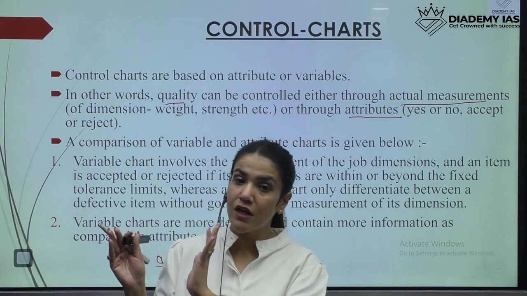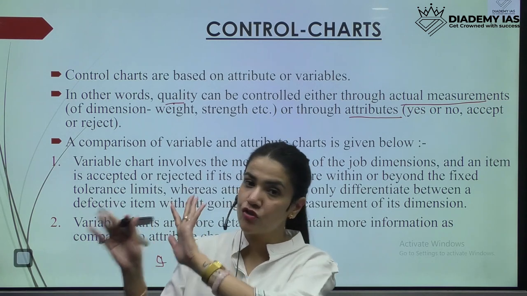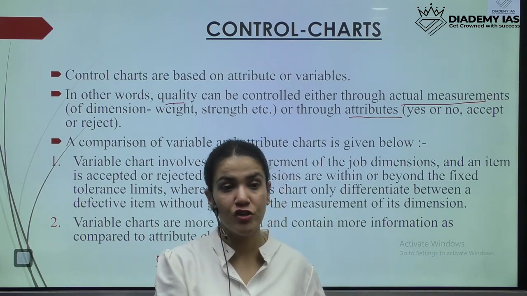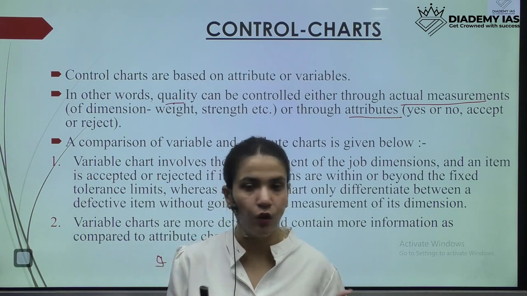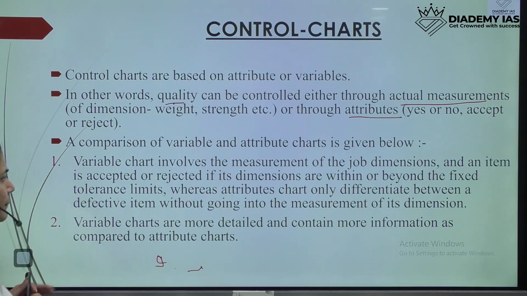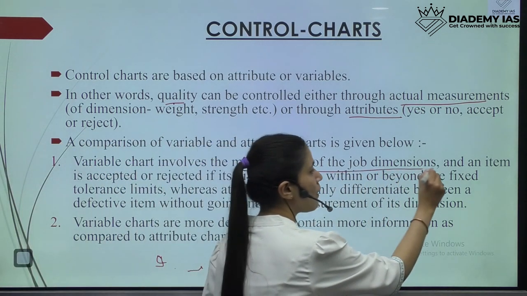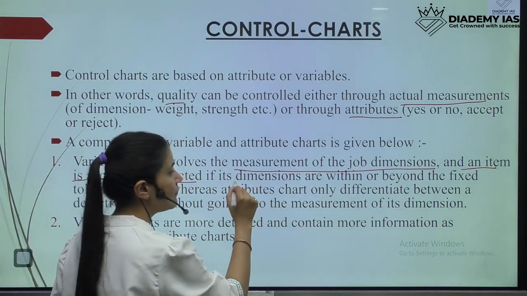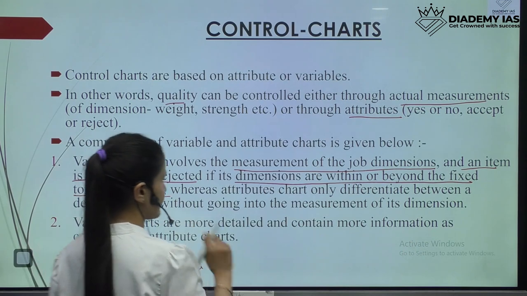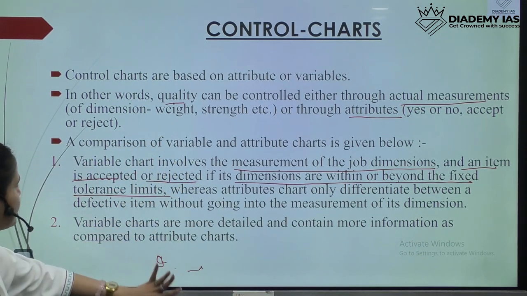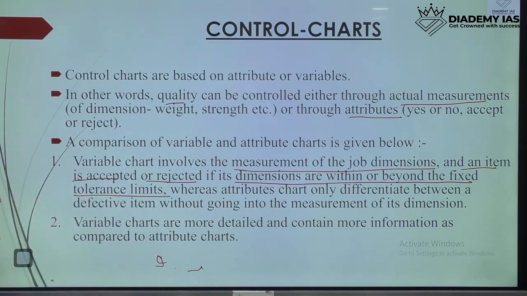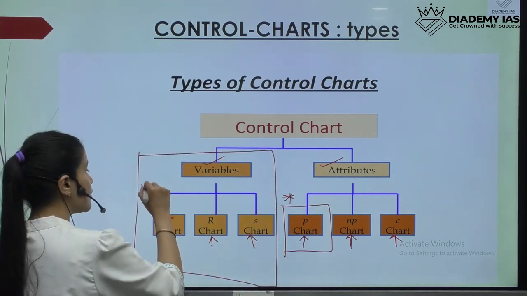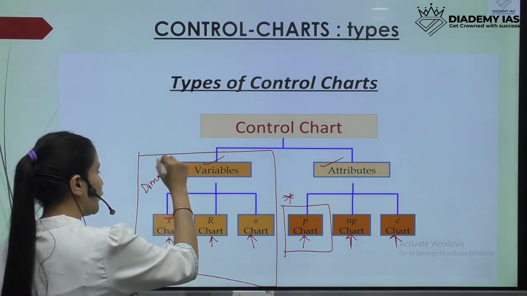So if the control charts are considered in the attributes criteria, they just help to identify these two situations. But when the control charts are made in consideration to the variables, then there is definitely a detail of all the dimensions. The variable control chart involves the measurement of the job's dimension, right? And an item is accepted or rejected only if its dimensions are within or beyond the fixed tolerance limits. Whereas attributes, let me just explain to you the variable control charts first. If any organization is using variable control charts, make sure they are going to consider all the dimensions. It's going to be very, very detailed.